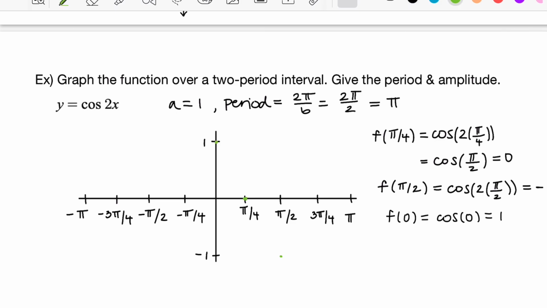Now repeating this process and plugging in all of the values for these points, we'll plug in 3 pi over 4, and we'll get 0. Plugging in pi will give us 1. Plugging in minus pi over 4 will give us 0. Minus pi over 2, negative 1. Minus 3 pi over 4, 0. And minus pi will give us positive 1. So connecting these gives us our graph, which looks like this here.